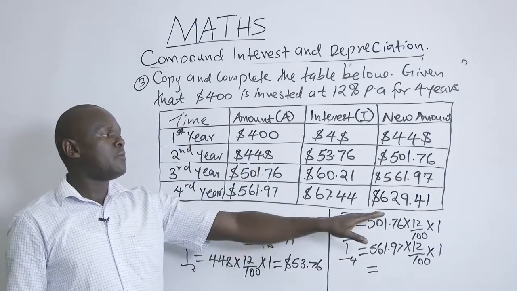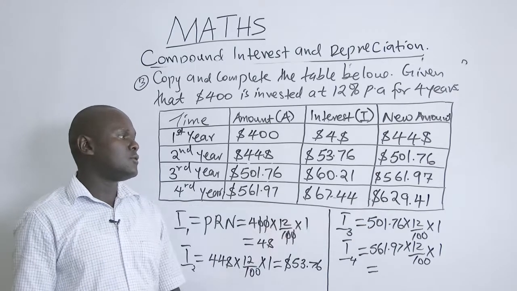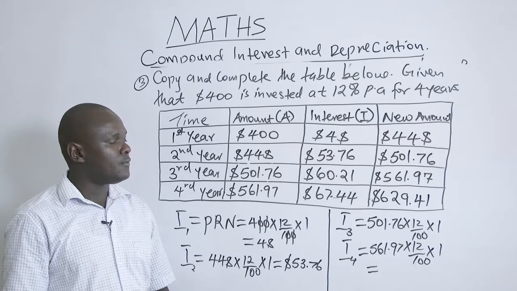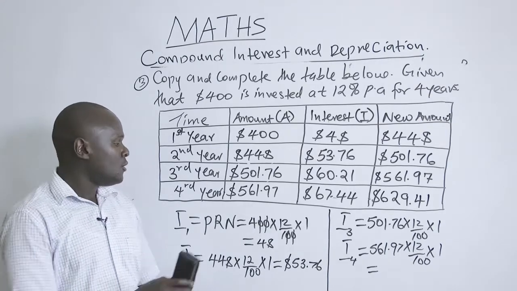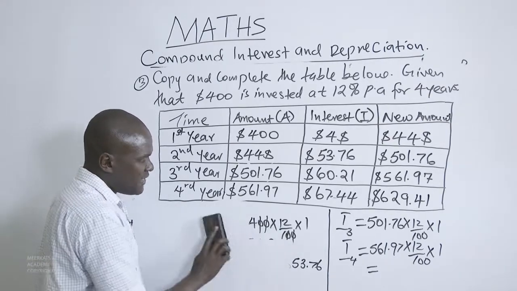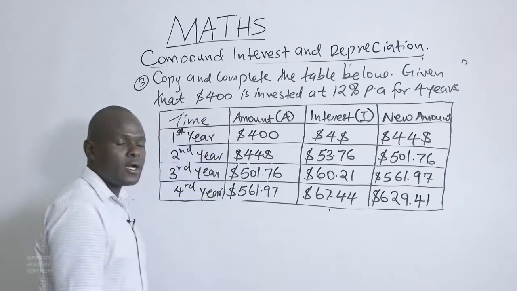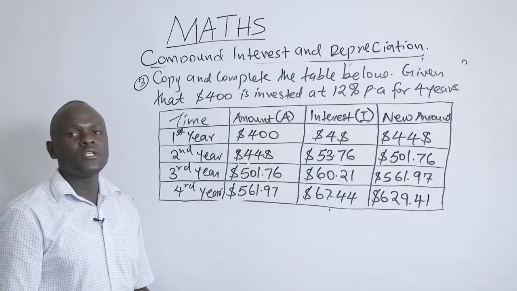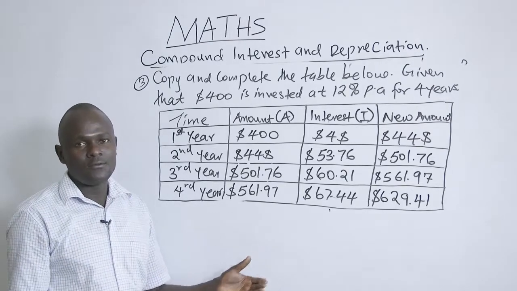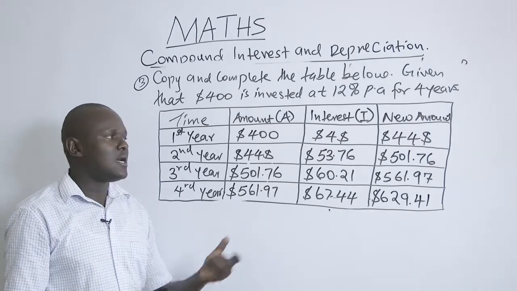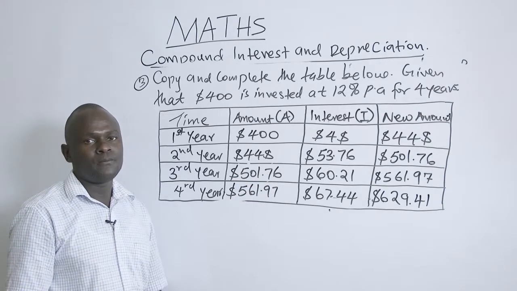So this will be the balance at the end of the fourth year. And a question might arise. You might be required to calculate the compound interest at the end of the fourth year. How do we get the compound interest at the end of the fourth year?